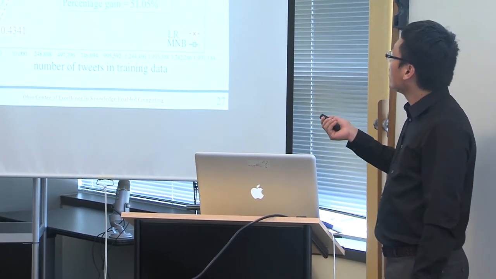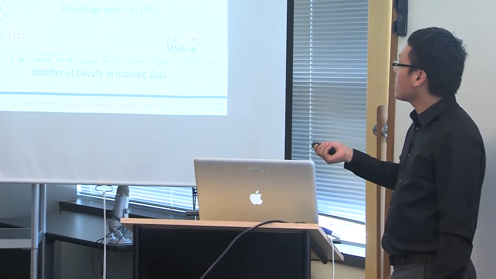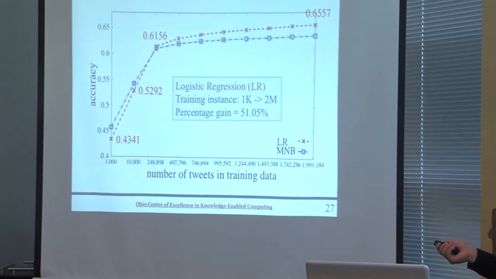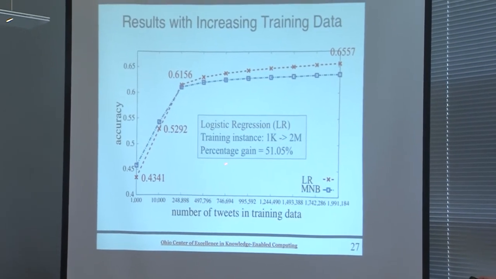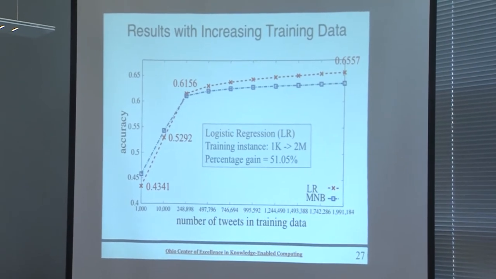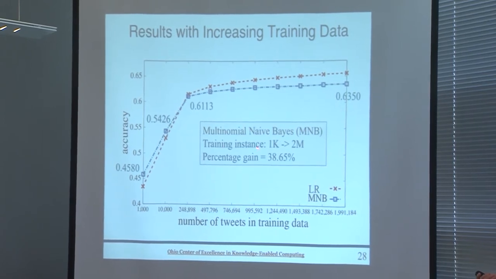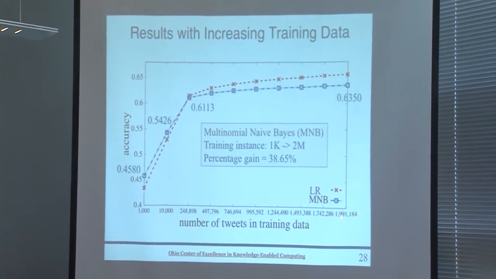so for logistic regression, when we increase the size of the training data from 1,000 to about 2 million, you can see that the performance gets increased from this number to this number, and the percentage gain is 51%. So for multinomial naive Bayes, when we increase the size of training data from 1,000 to about 2 million, you can see the performance increase from here to here. And the percentage gain is 38%. So from these two figures, you can see clearly that a large amount of training data is really very important. So this is just at the high level.